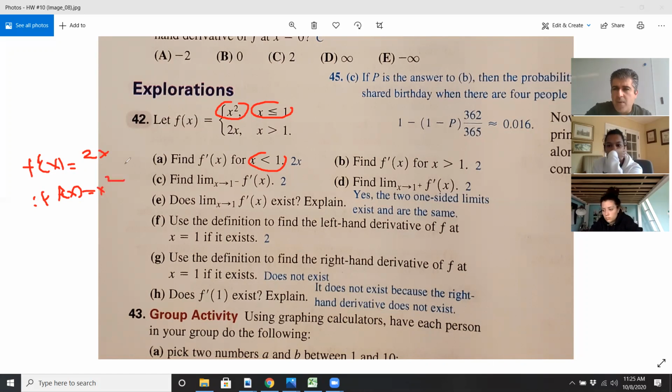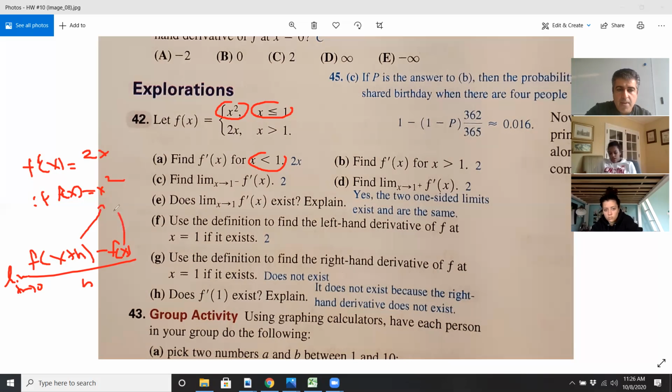I think we may have done that already in the notes, but if you are curious, you're going to be doing this, right? f of x plus h minus f of x over h, the limit as h approaches 0. If you actually go through those motions and plug in x plus h and x squared, and work it all out, you will get 2x when you take the limit as h approaches 0.